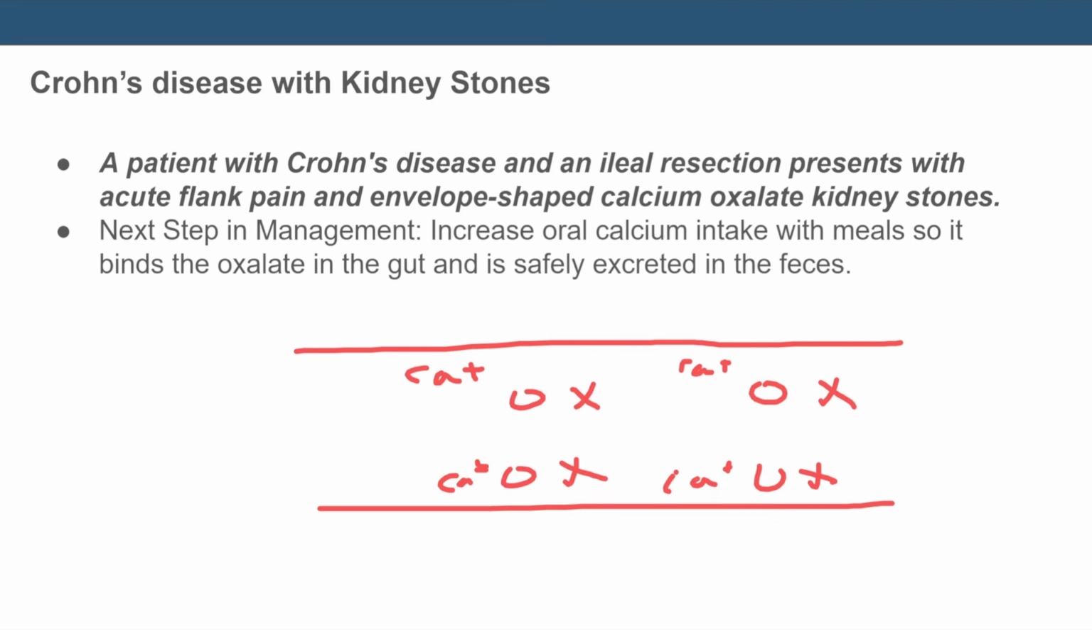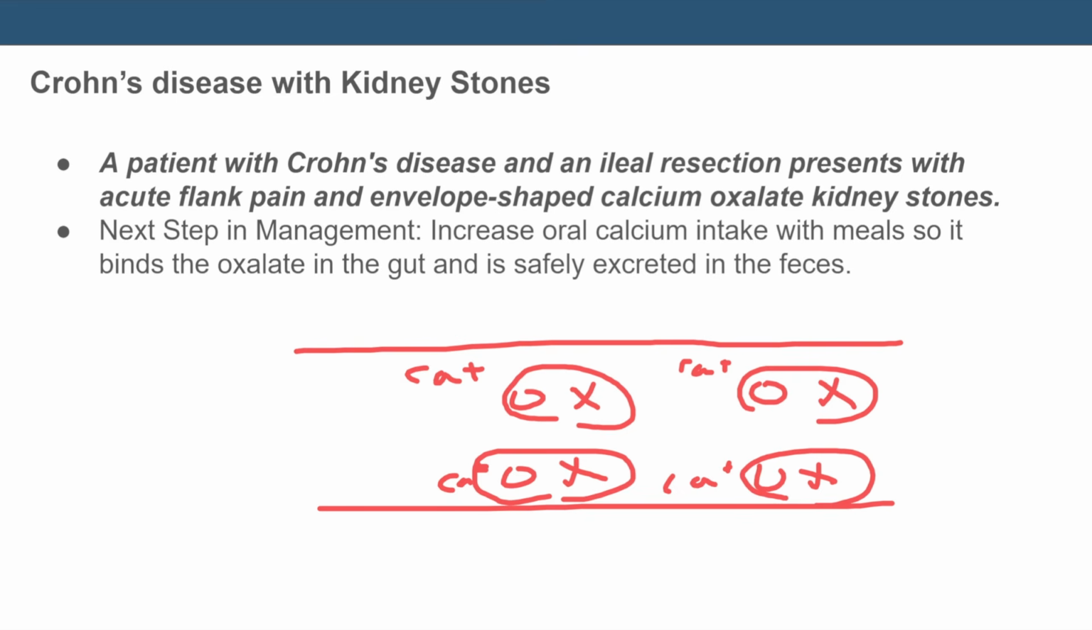But in a patient with Crohn's disease or any ileal resection, there's going to be fat malabsorption because the bile acid pool is depleted. Bile acids are usually absorbed in the ileum. These unabsorbed free fatty acids in the gut lumen are going to avidly bind to dietary calcium, and that's called calcium saponification, and this is going to leave oxalate completely free and unbound. So these oxalate particles are going to be unbound.